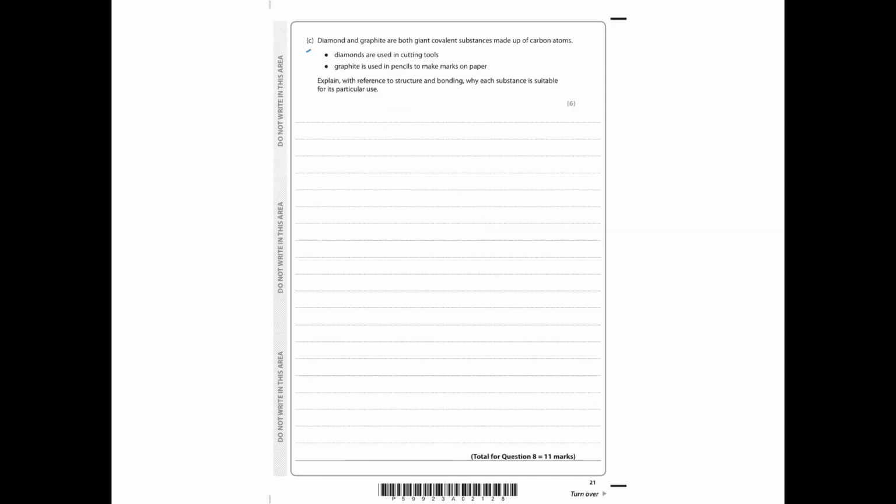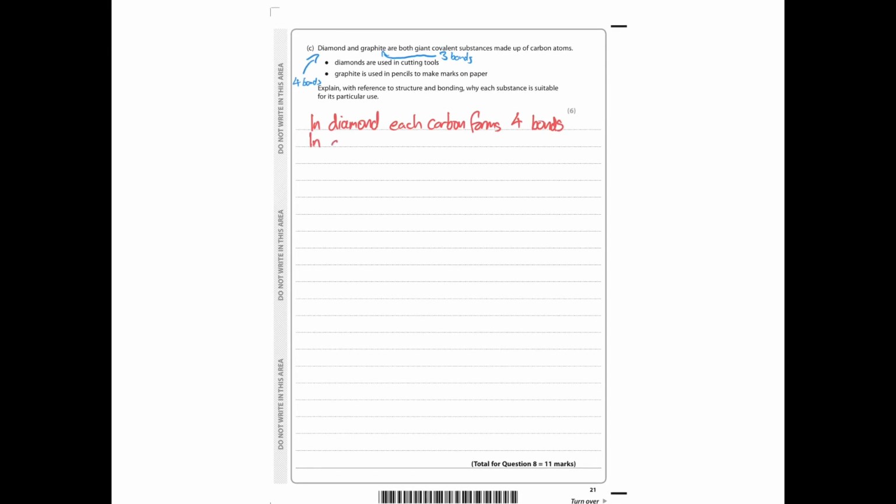Question C is a more challenging structure and bonding question. In diamond, each carbon atom forms 4 bonds, whereas in graphite, each carbon atom forms only 3 bonds. They are both giant covalent substances. In diamond, each carbon atom will form 4 bonds. In diamond, you get a giant tetrahedral lattice. There are strong covalent bonds between the atoms. For these reasons, diamond is very hard.